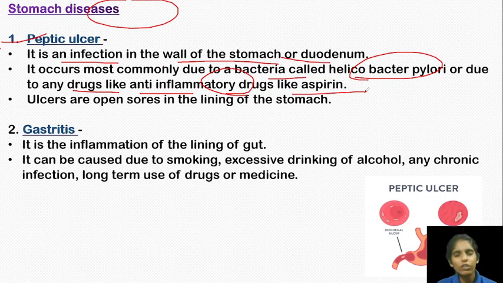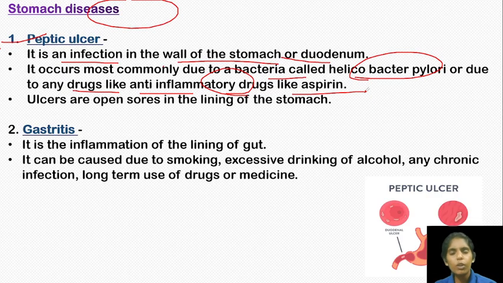So the peptic ulcer is an infection to the wall of the stomach. It can be caused due to a bacteria called Helicobacter pylori, or it can also be caused due to the prolonged intake of anti-inflammatory drugs like aspirin. What these anti-inflammatory drugs do is they will decrease the production of mucus.